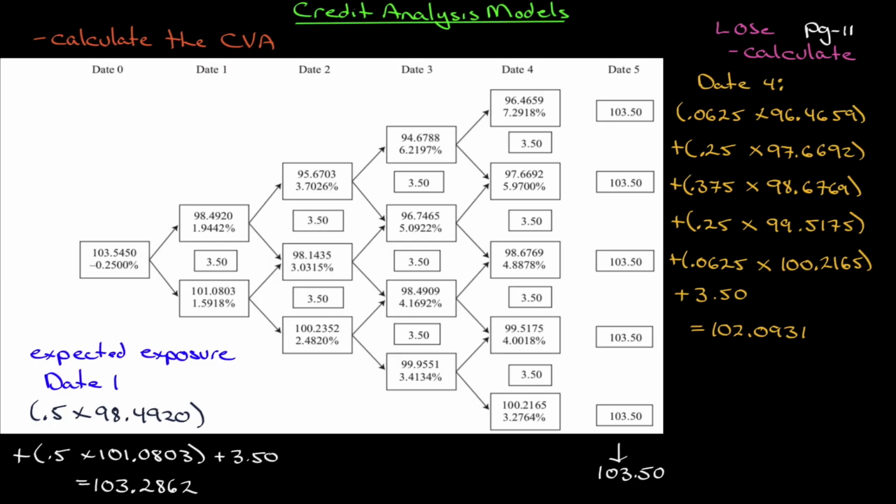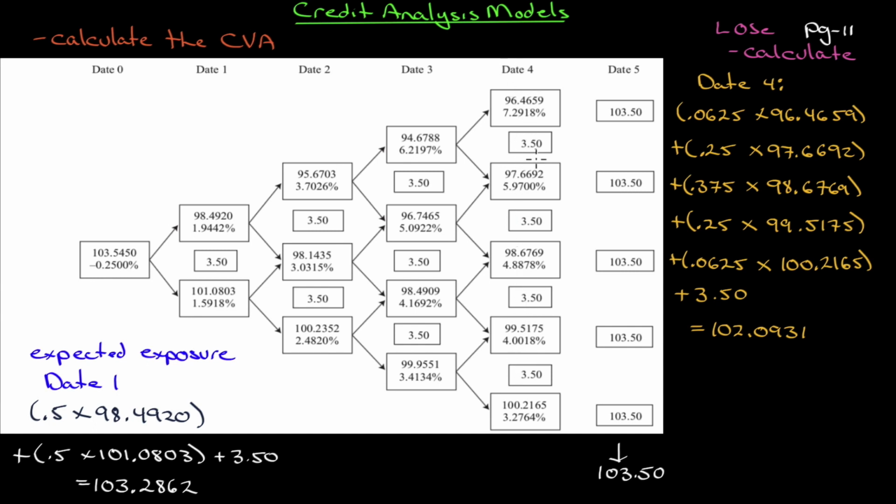We know that to get to the CVA, the first thing we're going to need are the values of our expected exposures at each of the future dates. We don't need anything at date 0, but we need an expected exposure at date 1, 2, 3, and 4. So we do need this tree. We do need to populate the tree. So pricing this out, arriving at all of the values in the cells as if we were pricing out a default-free bond, is an important first step, because we need all these values. See the 96.4659, the 97.6692, etc.